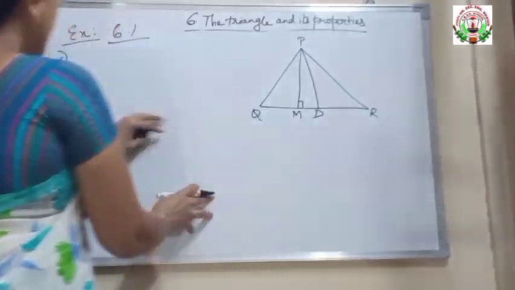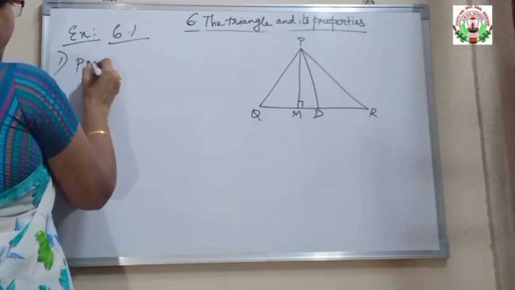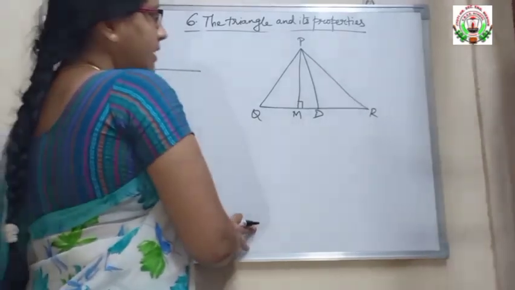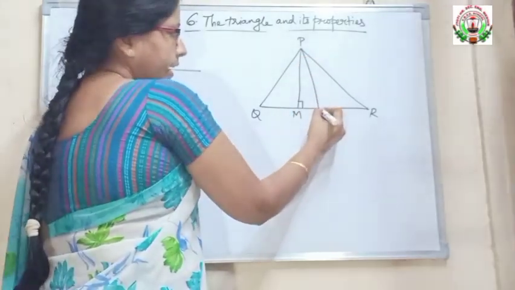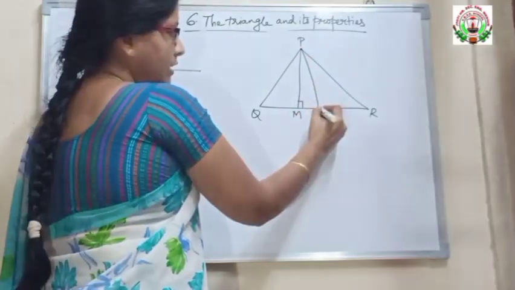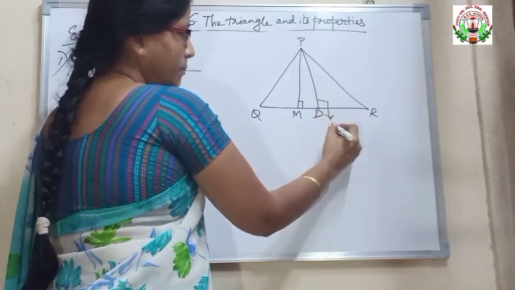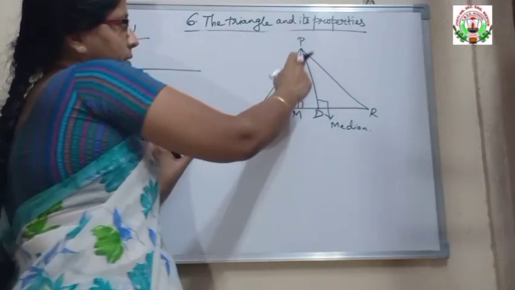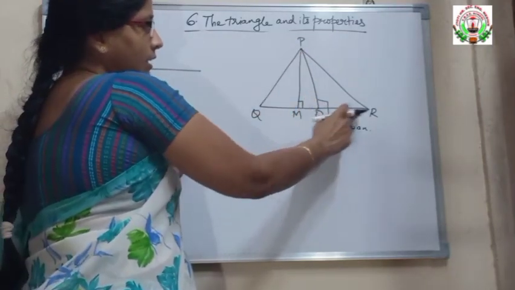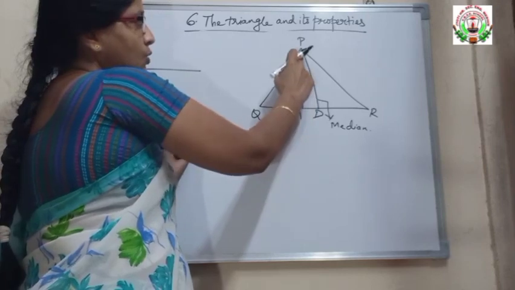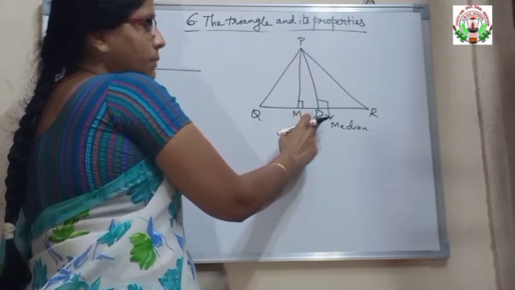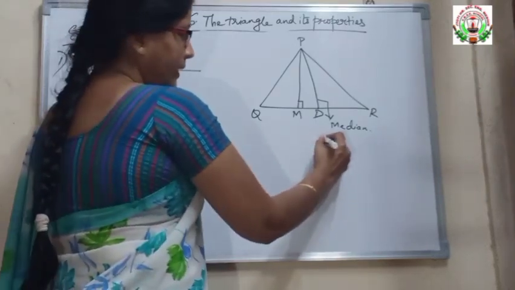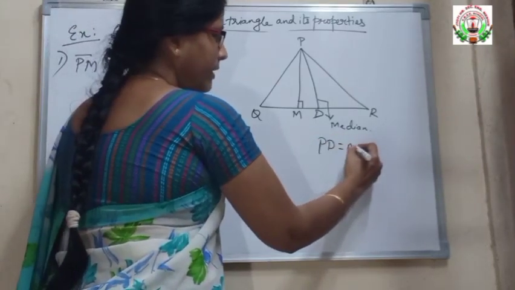And they have asked PM is dash they have given. See here, D is the midpoint. So this line is a median. Because PD, D is the midpoint of QR, so the line drawn from the vertex to the midpoint of the opposite side, this is called a median. So PD is a median.